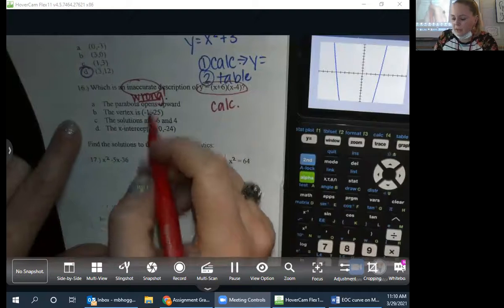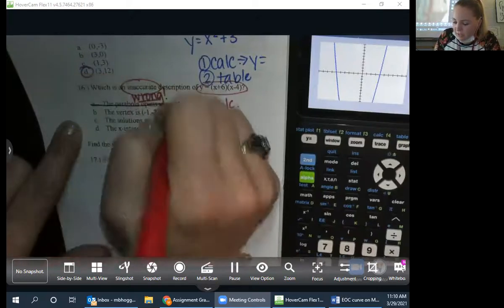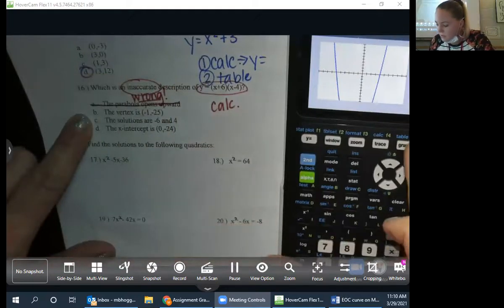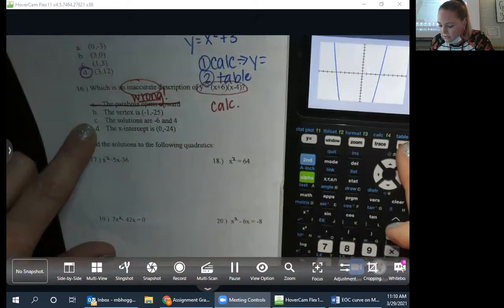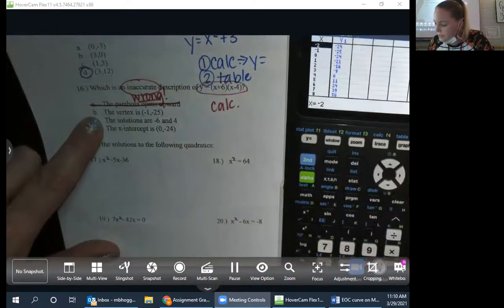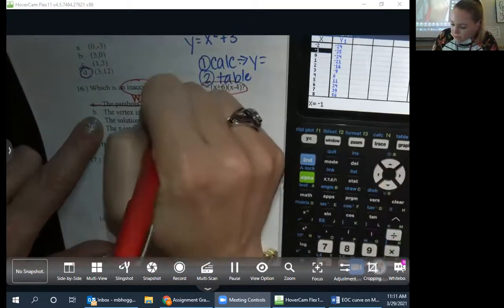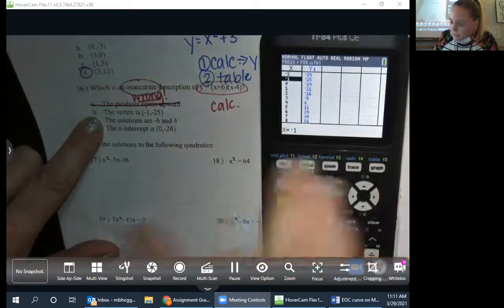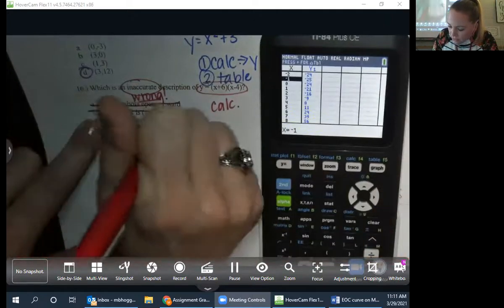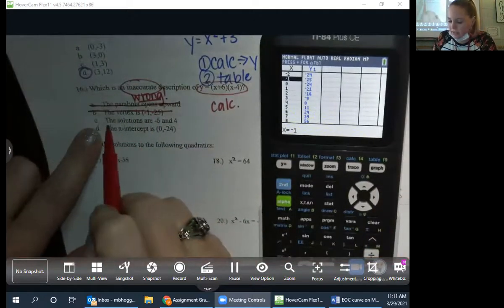Well, we know the parabola opens upward, so that's not an inaccurate description. We can go to the vertex. Can we see what the vertex is? Looks like the vertex is -1, -25. If you look at the table, the vertex is there. So that's true, so that's not inaccurate. We're going to mark that out.